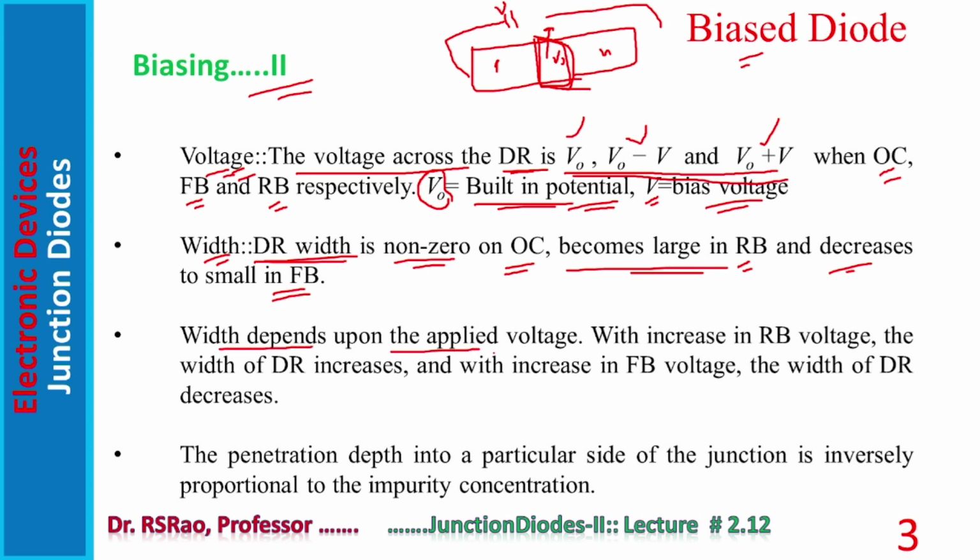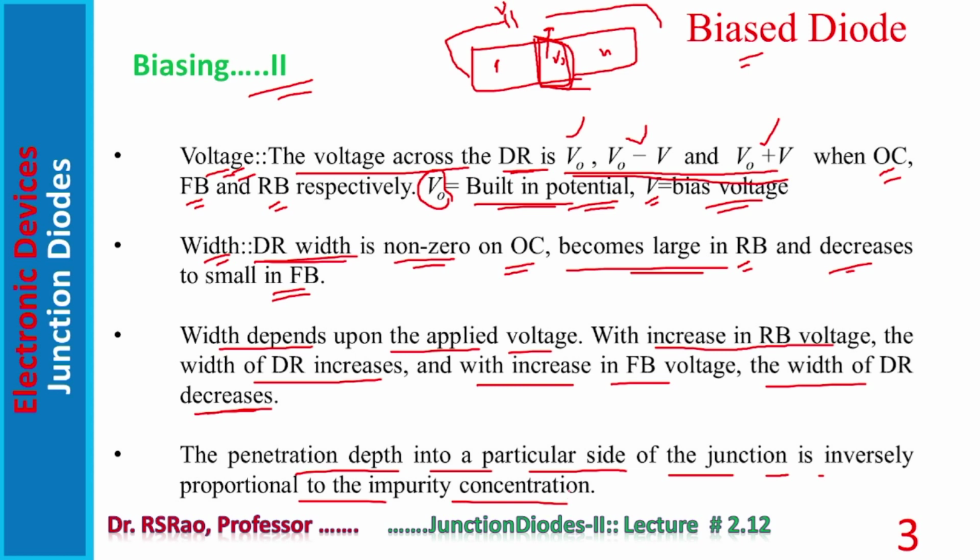Width depends upon applied voltage. With increase in RB voltage, the width of DR increases, and with the increase in forward bias voltage, the width of DR decreases. The penetration depth into a particular side of the junction is inversely proportional to impurity concentration. So this point has certain special importance.